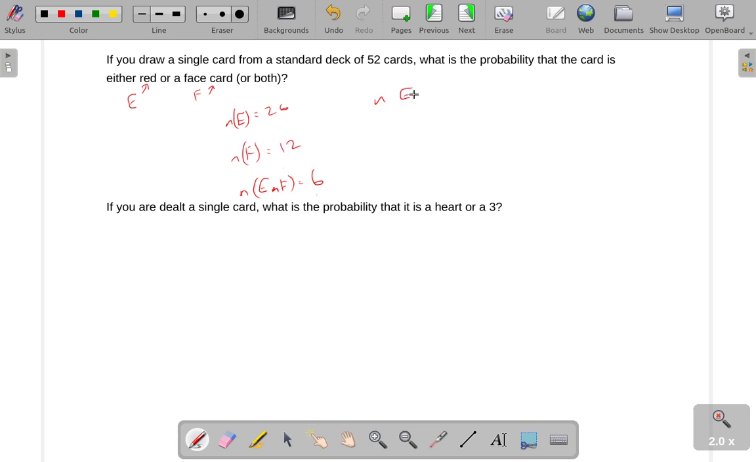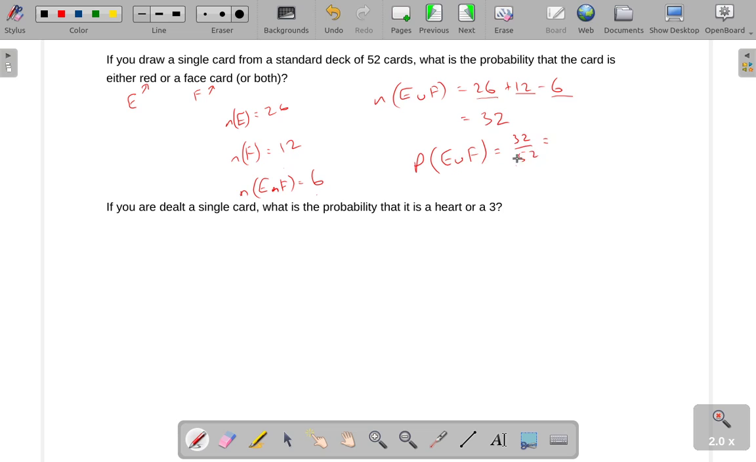So N of E union F is going to be 26 plus 12 minus 6. This is my union rule: the size of the first set, which is 26, plus the size of the second set, minus the size of the intersection. And when I add these together, I get 32. So therefore, the probability of E union F is going to be 32 out of 52. And I could reduce this.